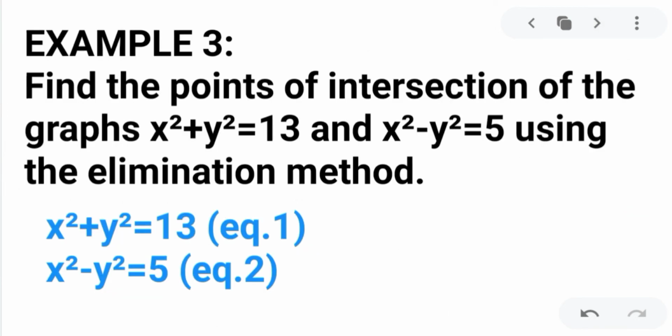Now, another example, we have here example 3: find the points of intersection of the graphs x squared plus y squared equals 13 and x squared minus y squared equals 5 using the elimination method. This is your equation 1 and this is your equation 2 here.